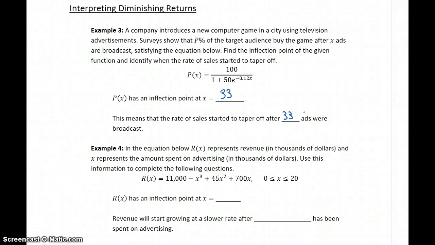So going back to that idea of what diminishing returns tells us, we see the greatest increase in sales over that interval from 0 to 33. That's when we're getting our fastest increase. It's increasing the fastest at 33. And then after that, sales continue to increase, but at a slower rate. So we're getting the best return on our ads from that initial run of the first 33 ads.